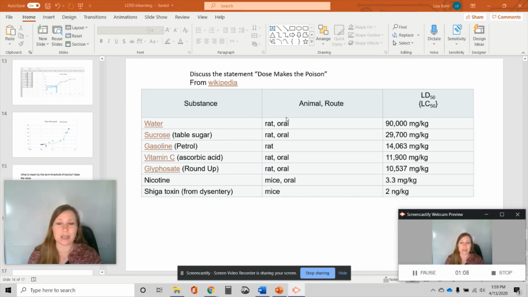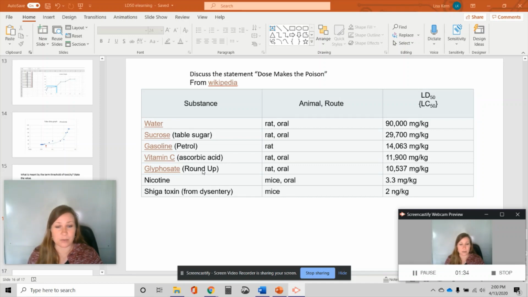And this tells you the animal and then how it was introduced. And I don't know for gasoline if they did oral route for this. I would assume so for this rat test. But hey, you shouldn't drink gasoline, but actually it's not incredibly toxic compared to other things. Even vitamin C, which is, of course, good for you, too much of it can be a problem.